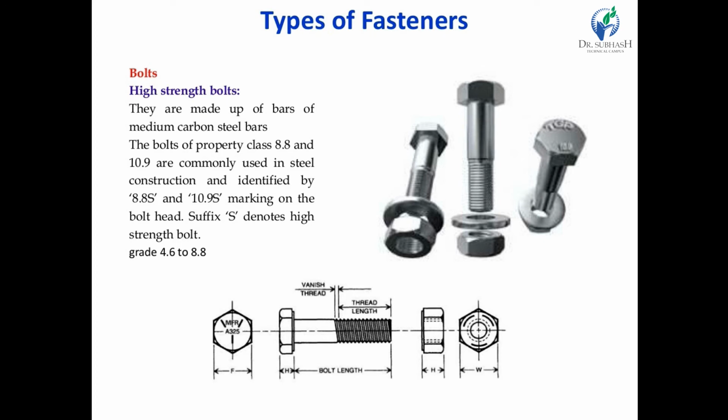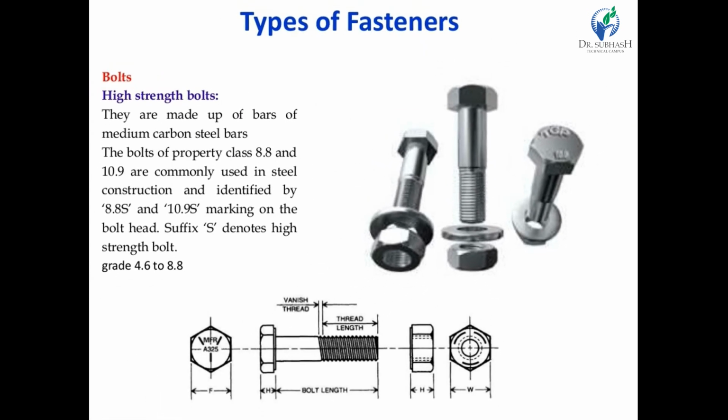Next, high strength bolts. These are made of medium carbon steel bars. Bolt property classes 8.8 and 10.9 are commonly used in steel construction, and they are identified by the markings 8.8S and 10.9S on the bolt head, where the suffix S denotes a high strength bolt. Now how can we decide whether this is a black bolt or a high strength bolt? In the bolt marking, the suffix S denotes a high strength bolt. You can see this in the figure.